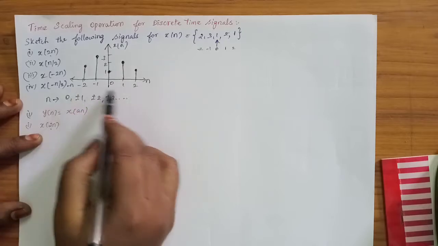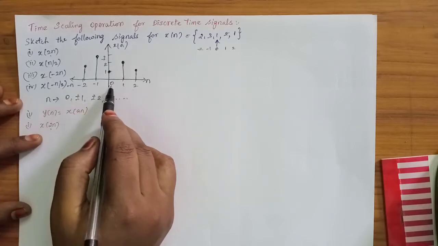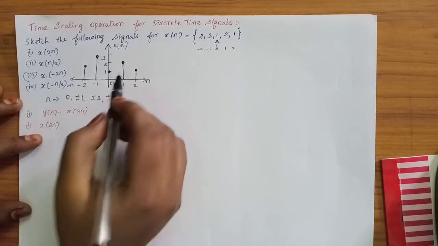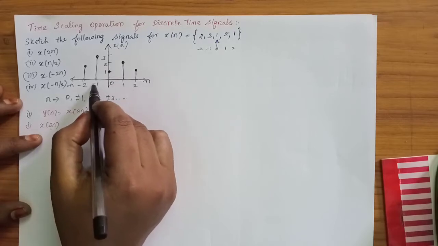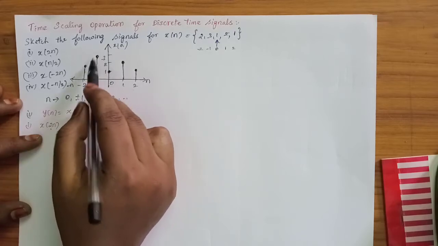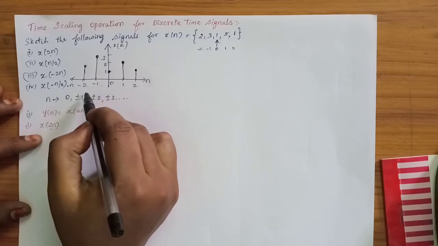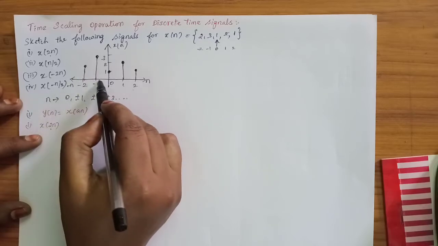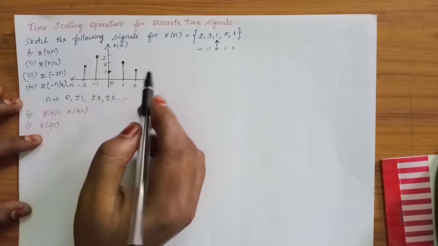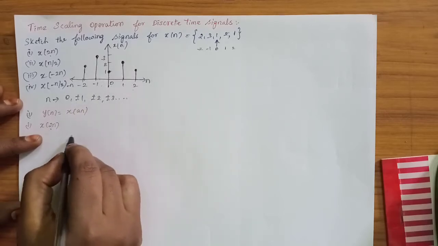If I divide the limits by a, 0 by 2 is 0. Then minus 1 by 2, minus 0.5, so we should discard the sample. Minus 2 by 2, minus 1, so this sample gets moved to minus 1 position. Okay, so we'll draw first.